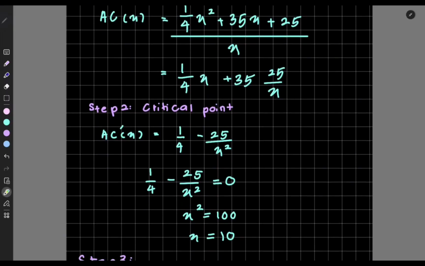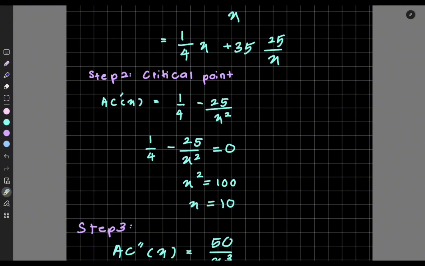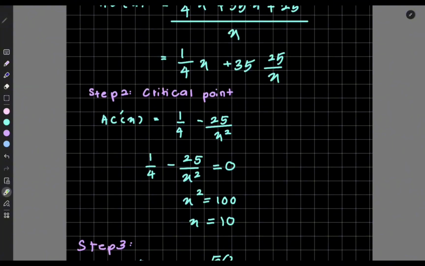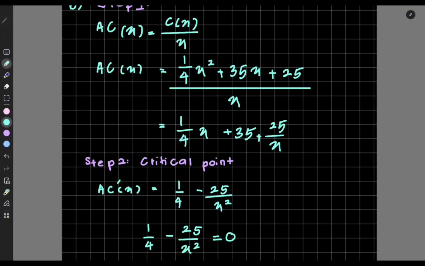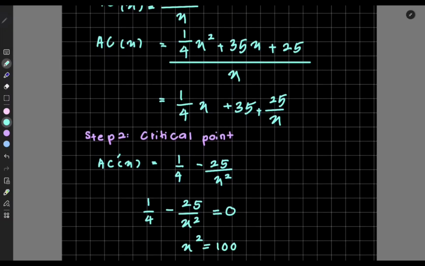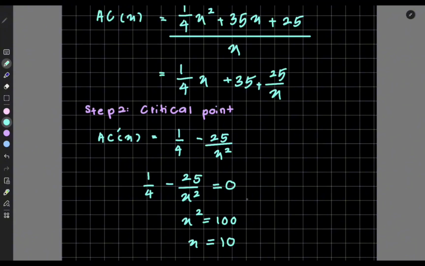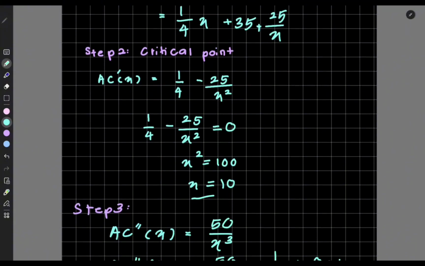Then step 2, we find the critical point. To find the critical point, we need to find the first derivative. When we find the first derivative, this will be our answer, and then set the first derivative equal to 0 to find x, and the answer will be x equal to 10.